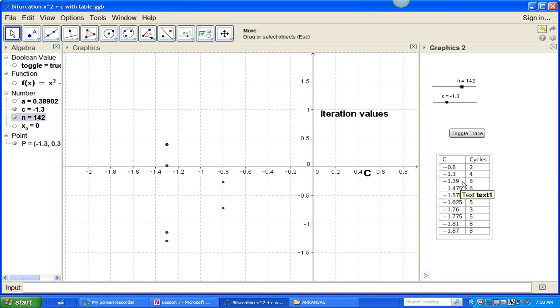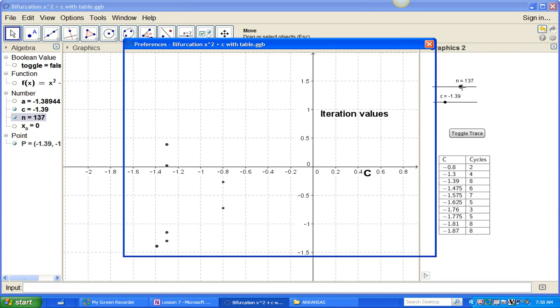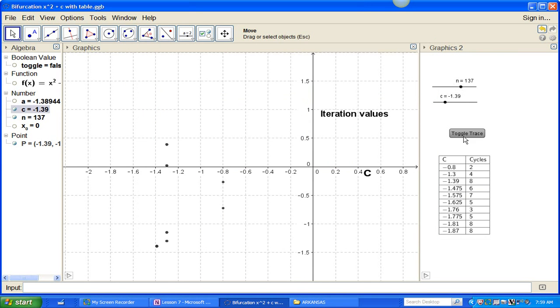Now we're going to go to -1.39. At -1.39, you can see it's jumping all over the place, because if we trace it, we'll see we've got an 8 cycle. 1, 2, 3, 4, 5, 6, and those 2 very close to each other, 7 and 8. What I'm going to do is continue to go across here, -1.475, all these other numbers, and get those iterations graphed. There we go.